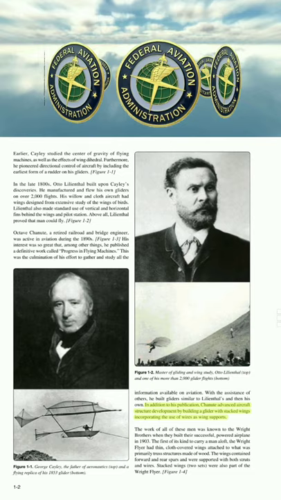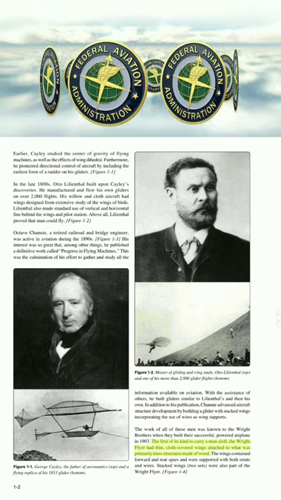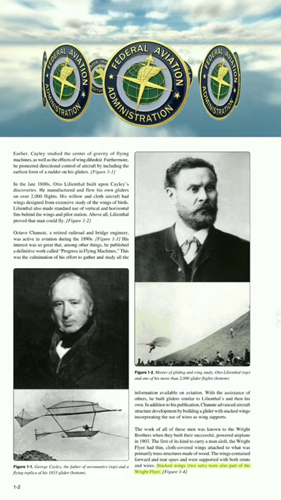The work of all of these men was known to the Wright brothers when they built their successful, powered airplane in 1903. The first of its kind to carry a man aloft, the Wright Flyer had thin, cloth-covered wings attached to what was primarily truss structures made of wood. The wings contained forward and rear spars and were supported with both struts and wires. Stacked wings, two sets, were also part of the Wright Flyer.